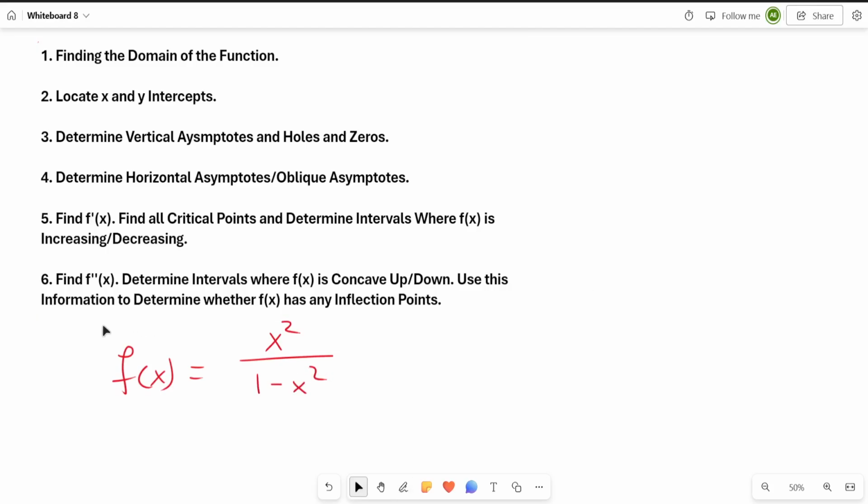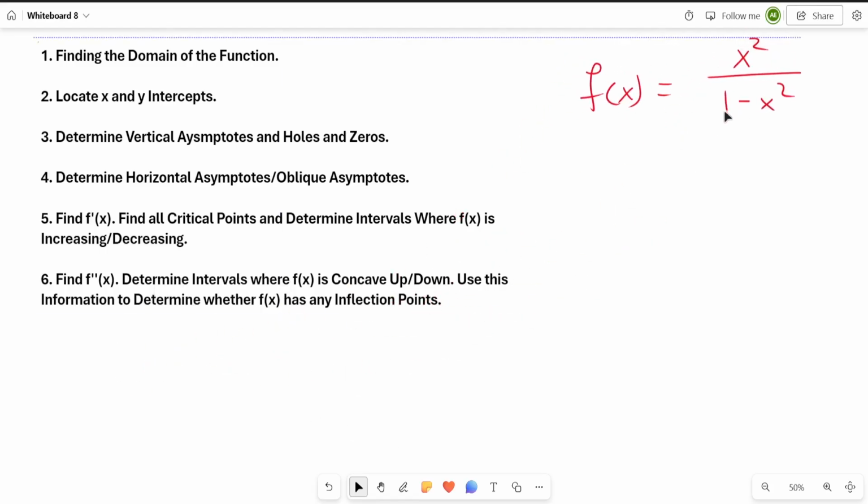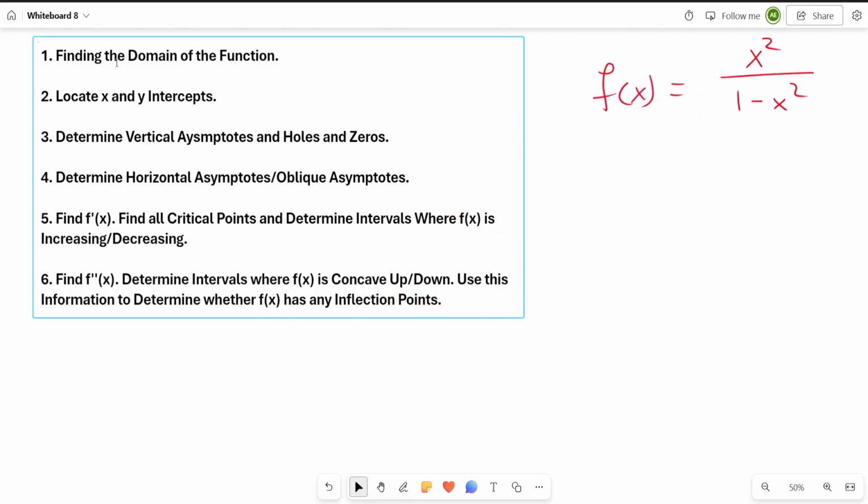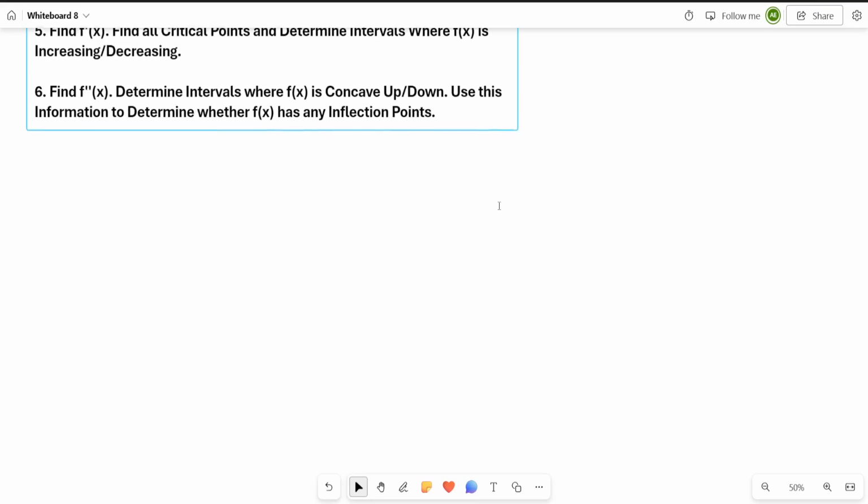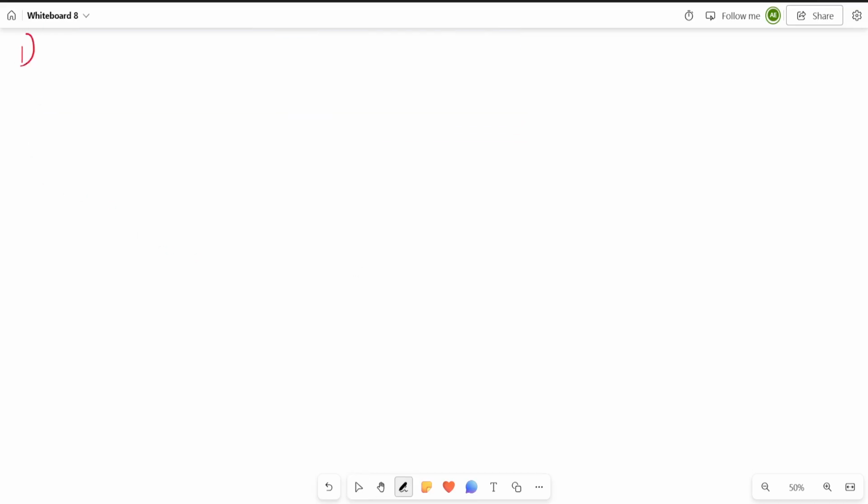So this is our function. Let's put it over here. Let's start by doing the first step. We want to find the domain of the function. Okay, so first the domain.